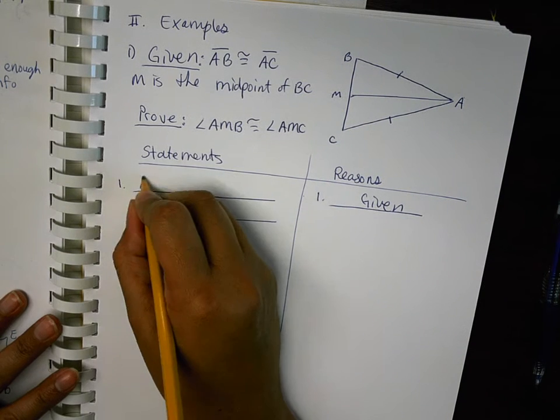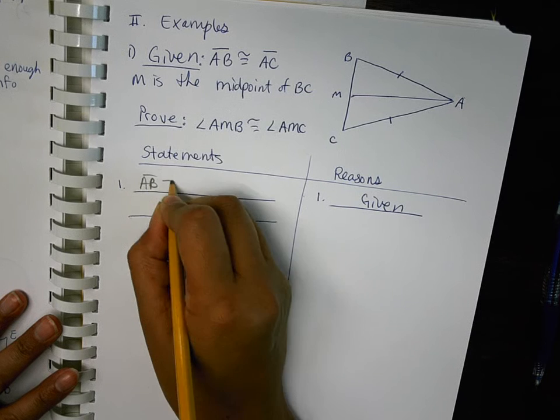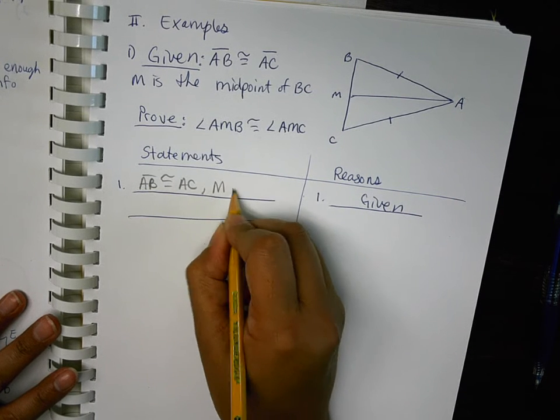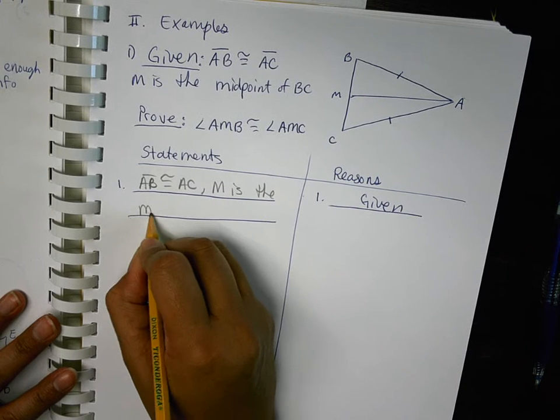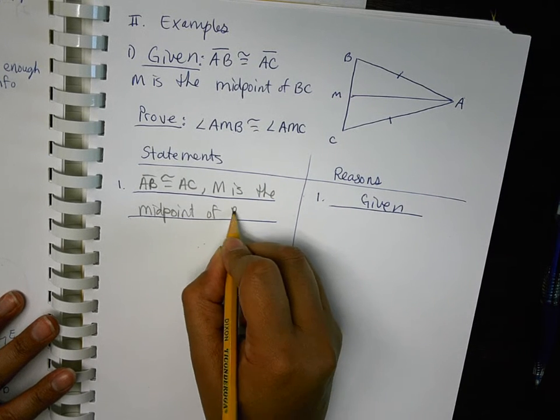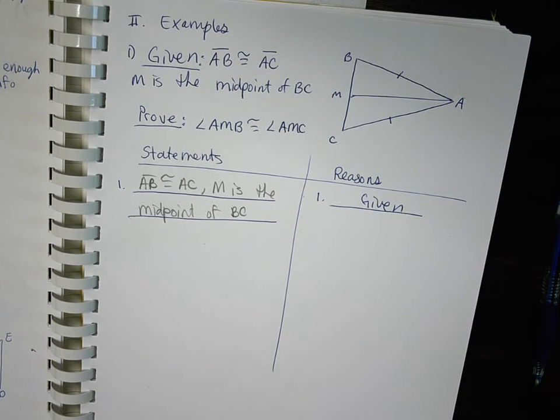Side AB is congruent to side AC. And what else? M is the midpoint of BC.